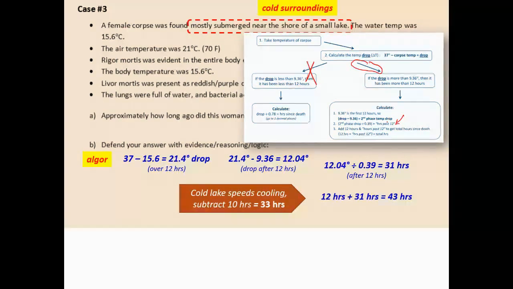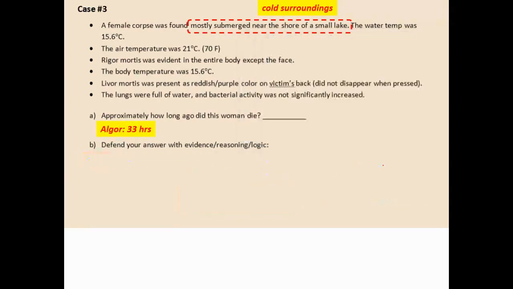How did I know to take away 10? Remember, I gave you some plus or minus estimate numbers that I recommend you use. If your estimate is a number bigger than 25, I think I said, then you add or subtract about 10 hours. Okay, so our Algor estimate is 33 hours.